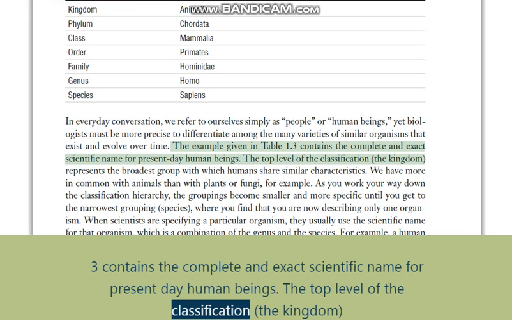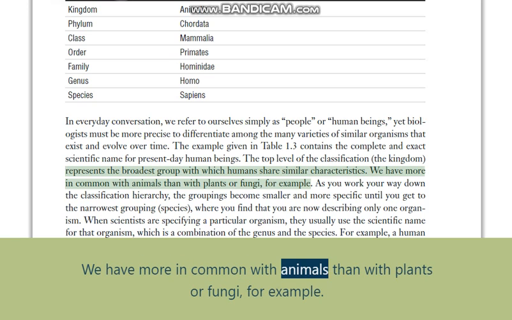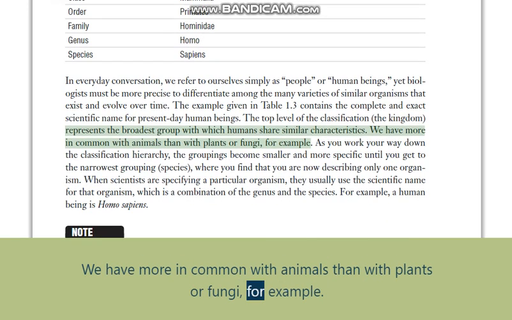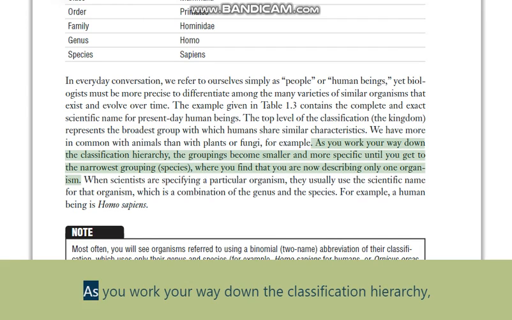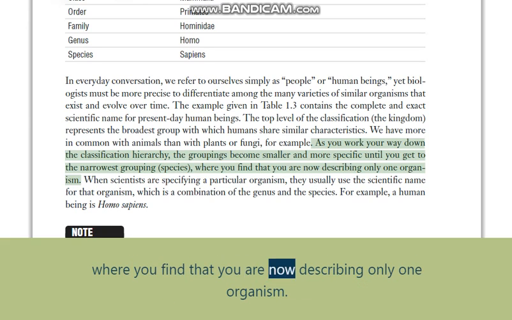The top level of the classification, the kingdom, represents the broadest group with which humans share similar characteristics. We have more in common with animals than with plants or fungi, for example. As you work your way down the classification hierarchy, the groupings become smaller and more specific until you get to the narrowest grouping, species, where you find that you are now describing only one organism.